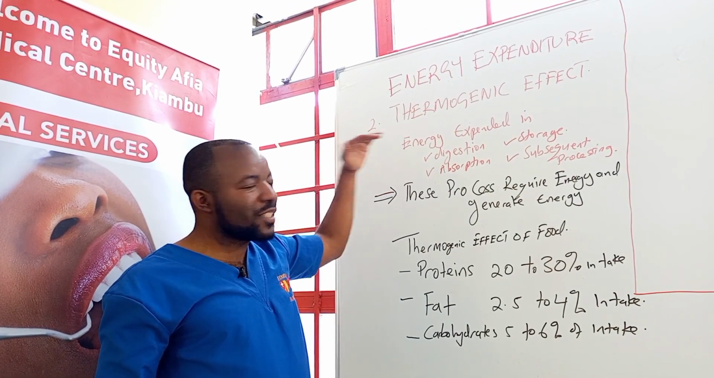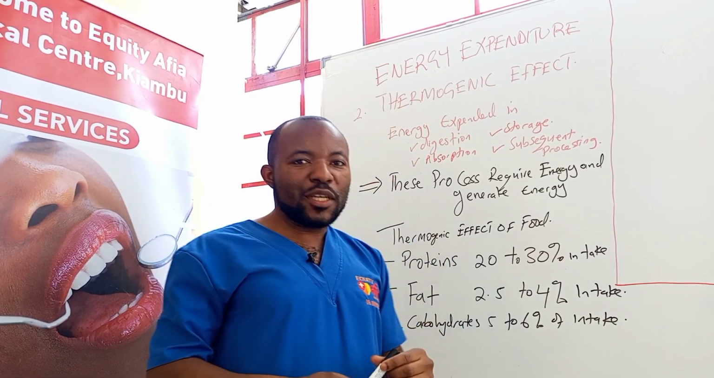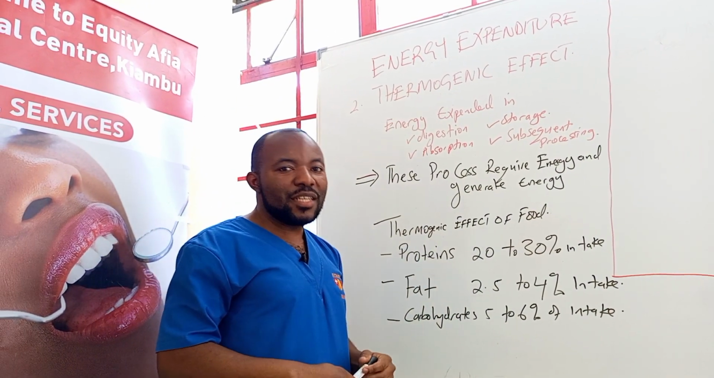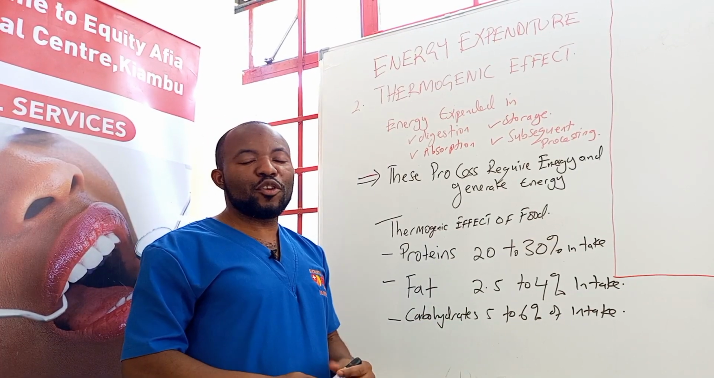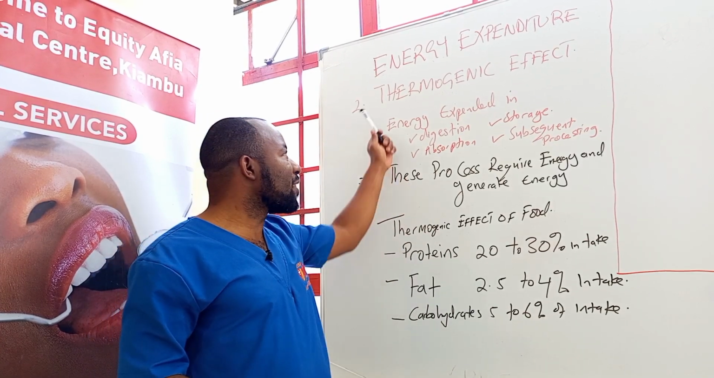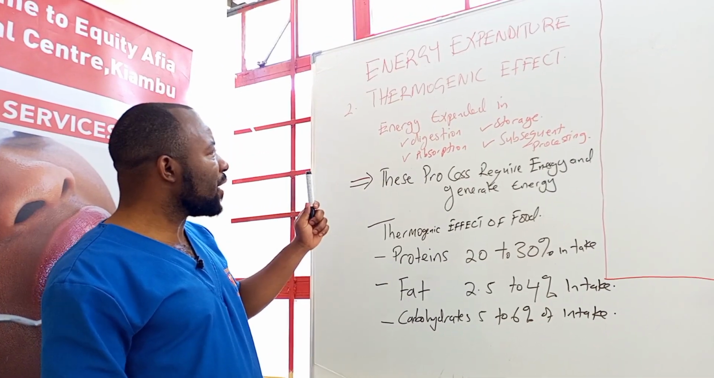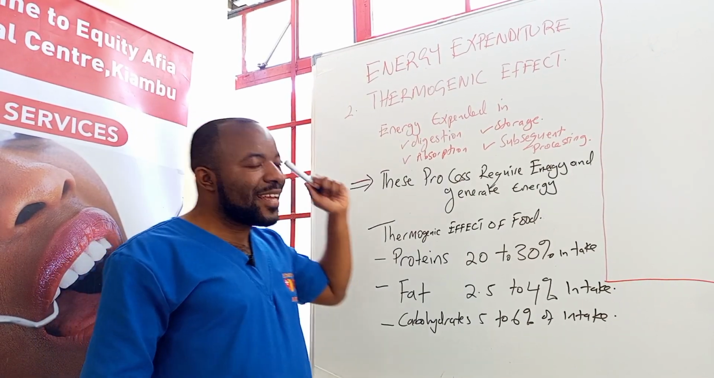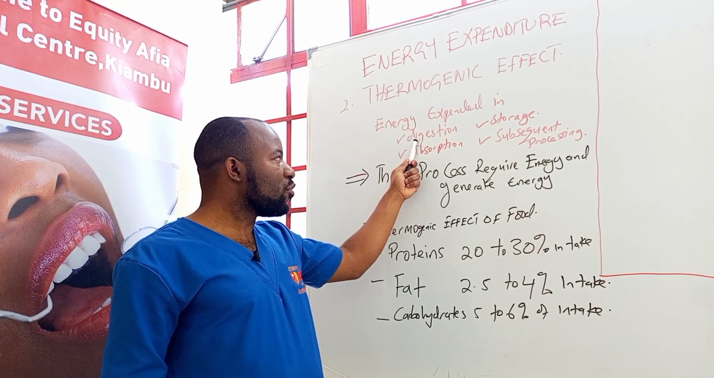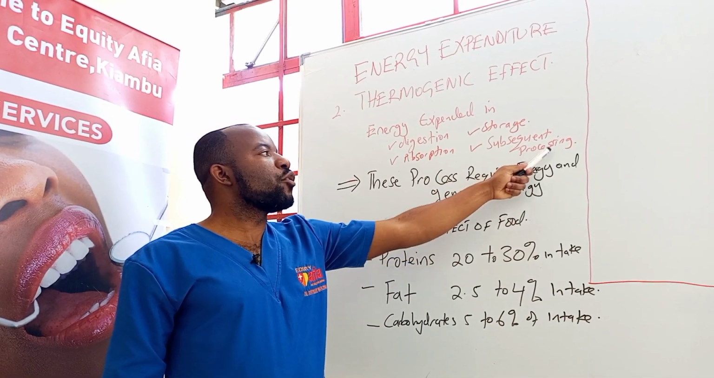So this is still the reason some people might wonder why some people overeat but don't gain weight, yet some people don't overeat, but they gain weight all the time. It's because of the thermogenic effect. Now, what's the thermogenic effect? The thermogenic effect is the energy expenditure in digestion, absorption, storage, and subsequent processing of food.